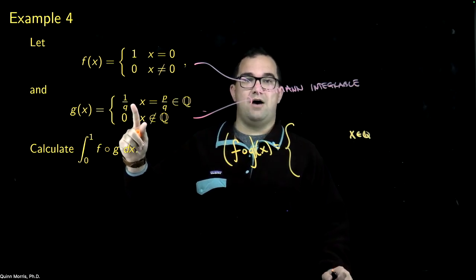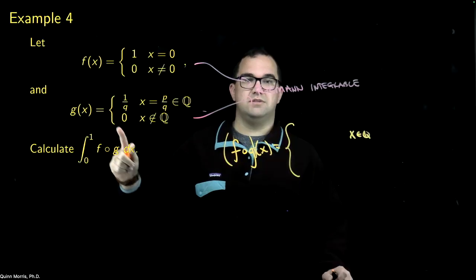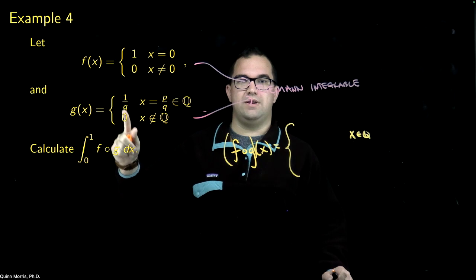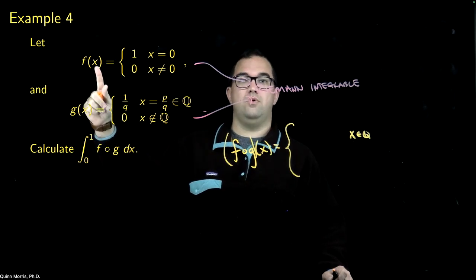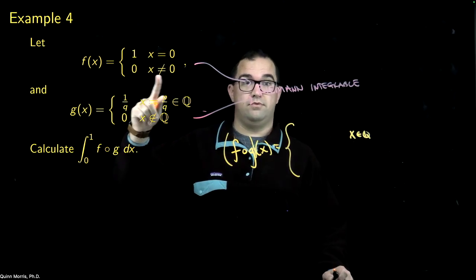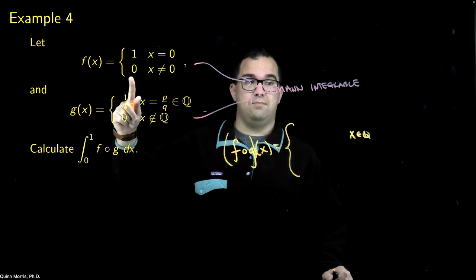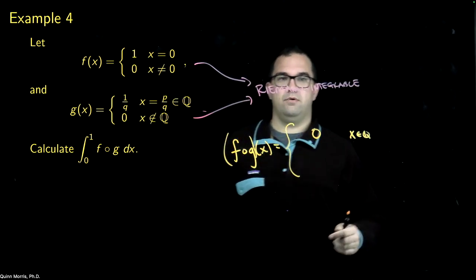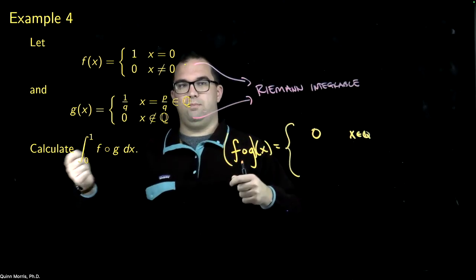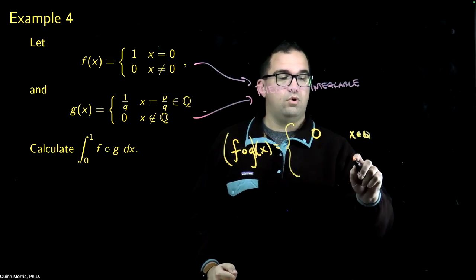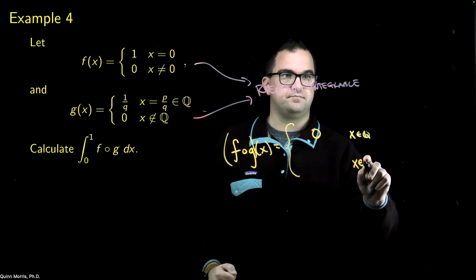Now I'm going to take that value and plug it into my function f. I've taken my number x, I've gotten g of x, which is 1 over q, and now I'm going to plug g of x into f. So I plug 1 over q in here. Well, 1 over q is not 0, so I will get back 0. So when I take a rational number, plug it into g, take its output, plug it into f, I always get 0 back. Okay. What if I take an irrational number?